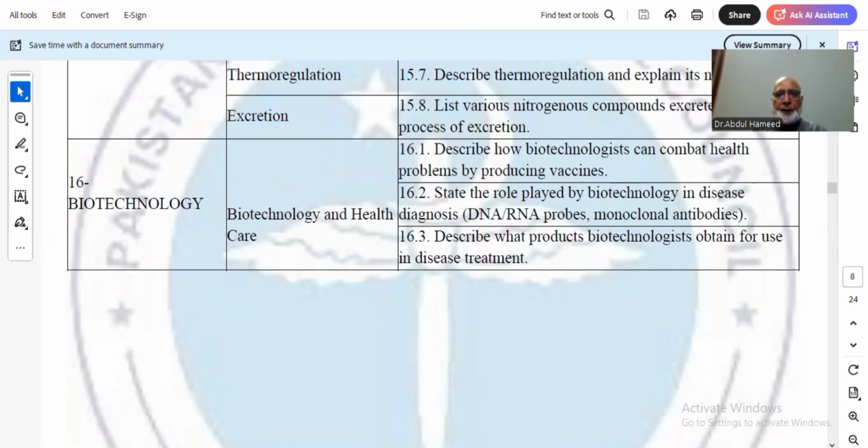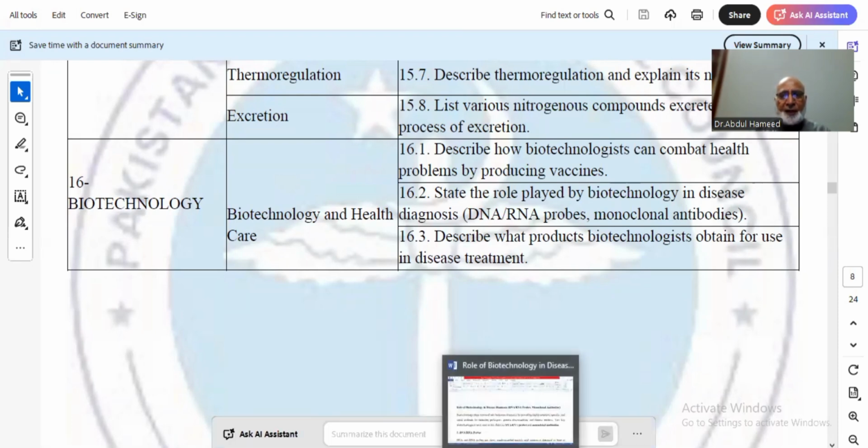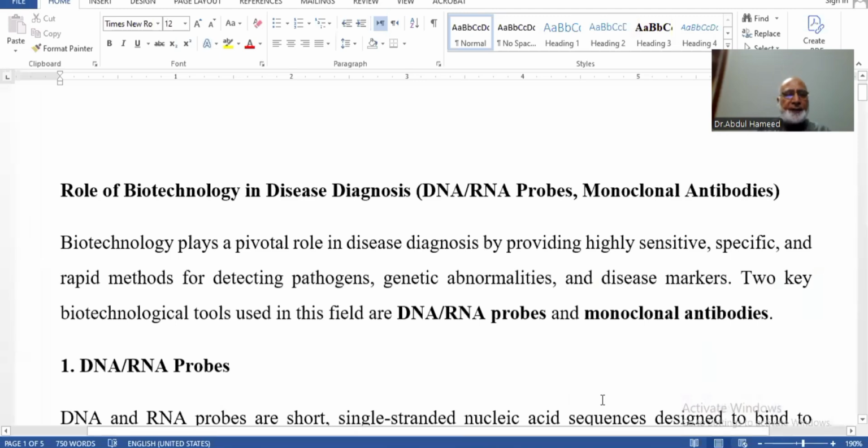Dear students, today's topic is the description of the role played by biotechnology in disease diagnosis, and particularly we will discuss DNA and RNA probes and monoclonal antibodies, because this is part of our syllabus in the MDCAT test. So let's start with the proceeding. The role of biotechnology in disease diagnosis, and particularly DNA, RNA probes and monoclonal antibodies.